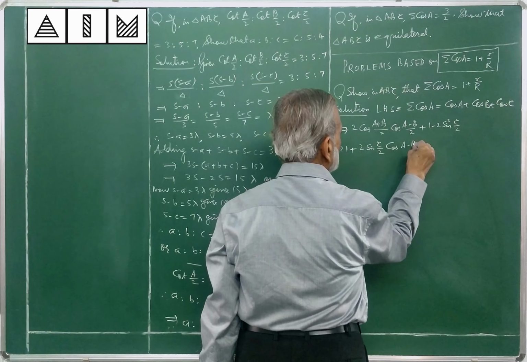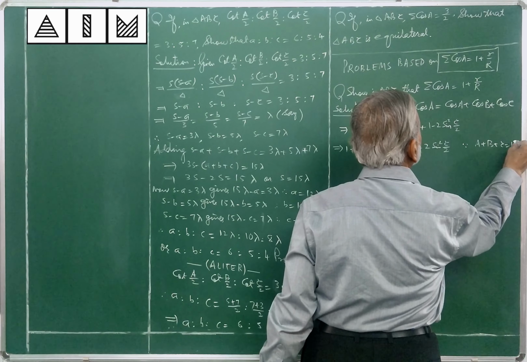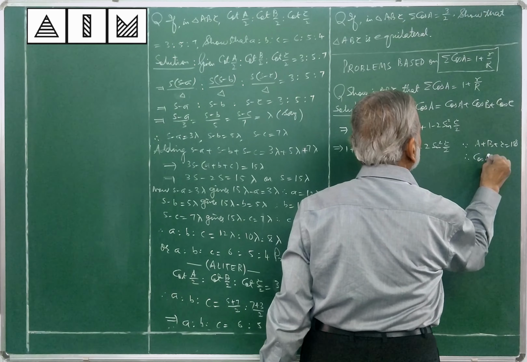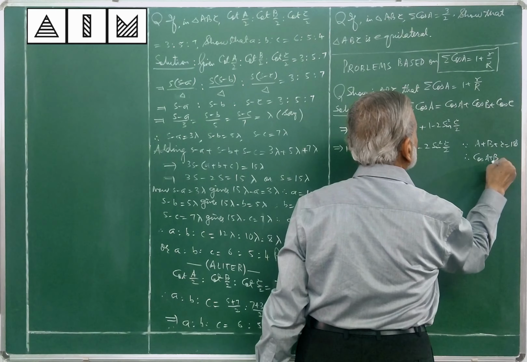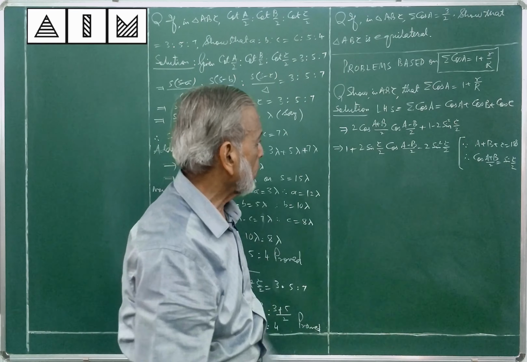There is absolutely no need to quote any formula. Cos (A plus B) by 2 is sin C by 2. It is always there in a triangle. Still I am writing. Since in a triangle A plus B plus C is equal to 180, that means cos (A plus B) by 2 is sin C by 2. You have already used this formula so many times. I am proceeding.